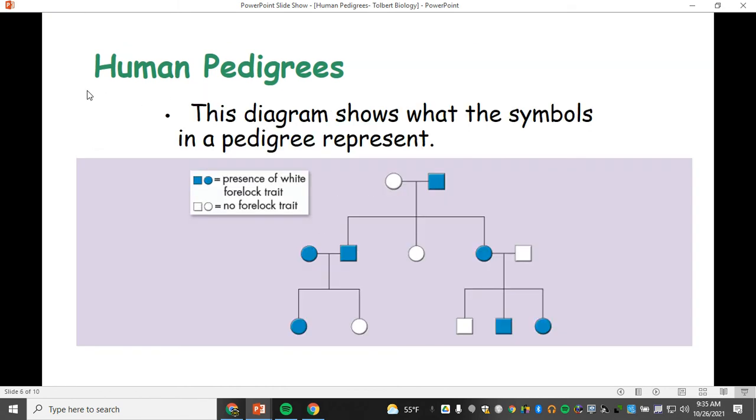So this diagram shows the symbols of a pedigree and what they represent. Remember, the circle is the female, the square is the male, and if it's shaded in, that means it has the trait or it's affected. Now we can look at when they got together. This coupling yielded several little children afterwards, and you can tell what they were based on whether it's a circle or a square, or if it has the presence of that trait or allele.